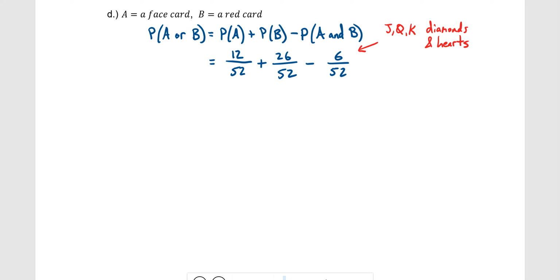So once we have that, go ahead and add them on up. 12 plus 26 gives us 38, minus 6 gives us 32. 32 over 52, divide by a common factor of 4, and that's going to give us 8 over 13 for our probability. So an 8 in 13 chance of pulling out a face card or a red card.